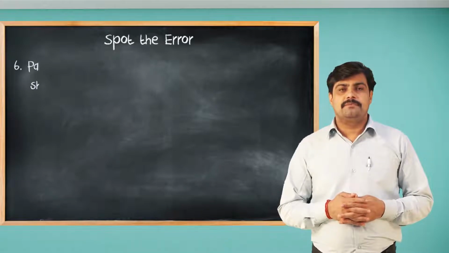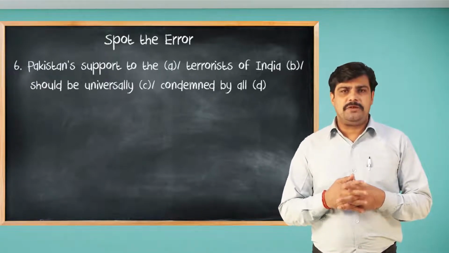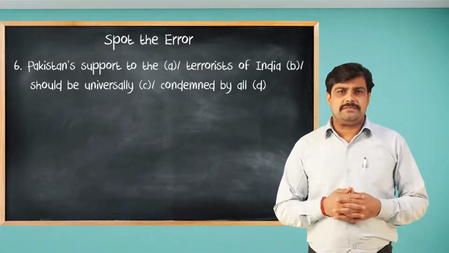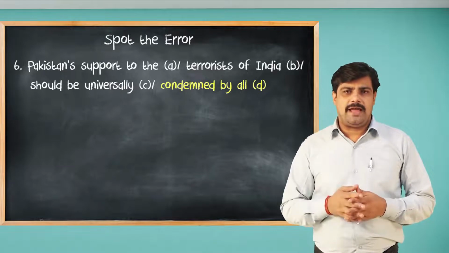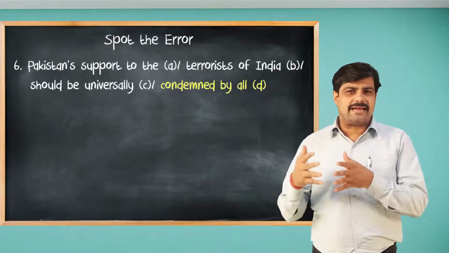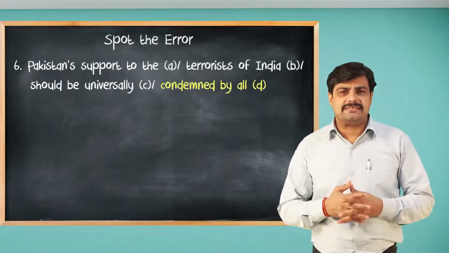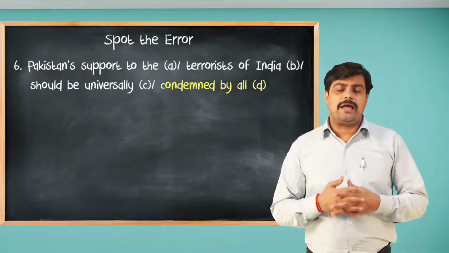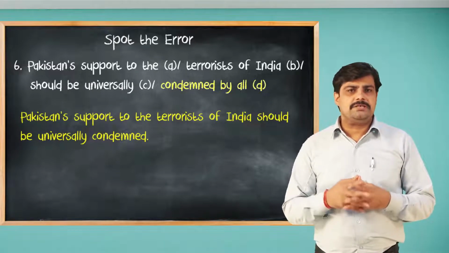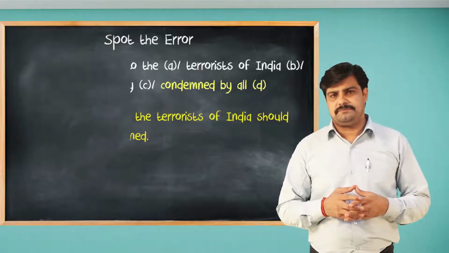Sometimes the sentences are given to confuse the examinee. For example, Pakistan's support to the terrorists of India should be universally condemned by all. Now in the sentence, remove by all as its use is exaggeration. It is extra use. Universally in itself means accepted by all or acknowledged by all. So the sentence should be, Pakistan's support to the terrorists of India should be universally condemned.